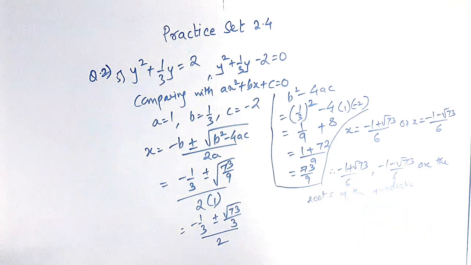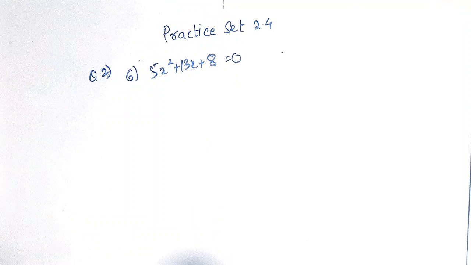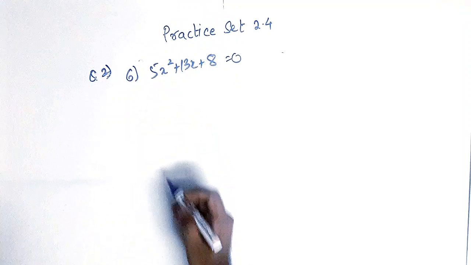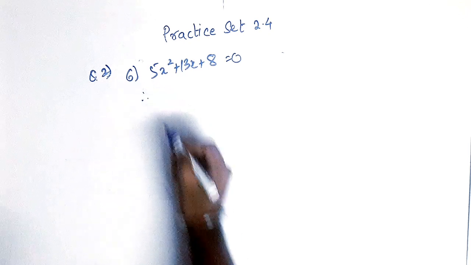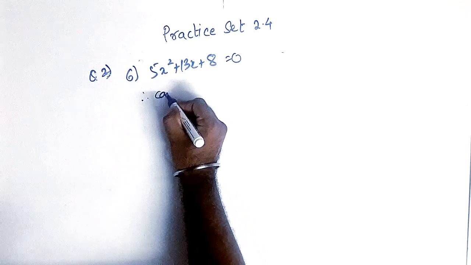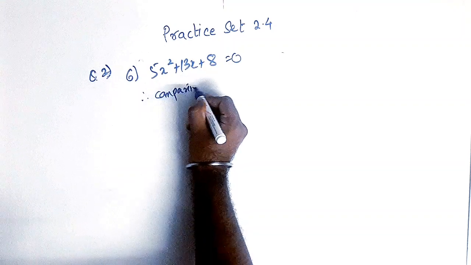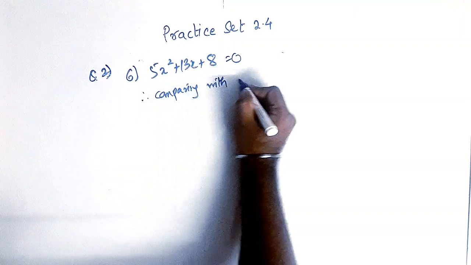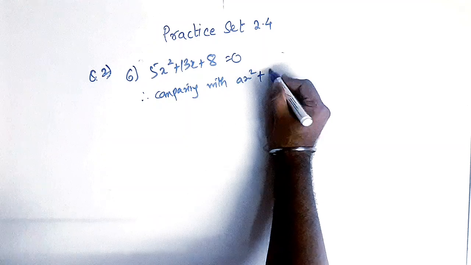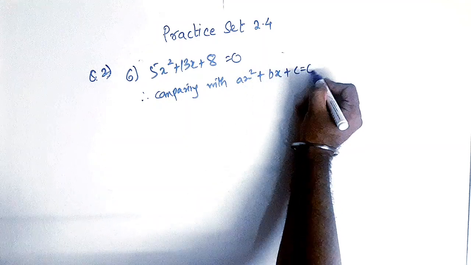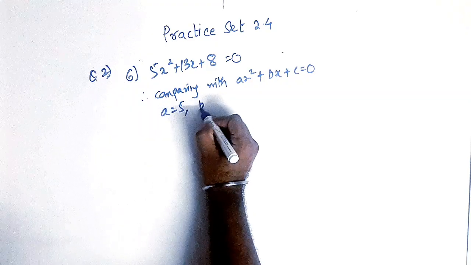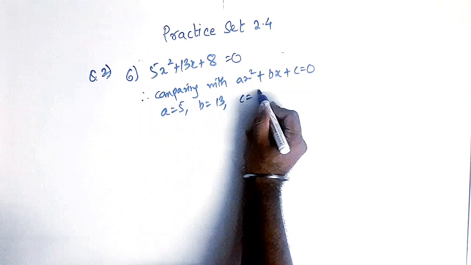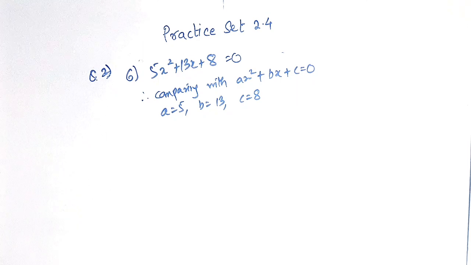Okay, then so coming to sum number 6, we have 5x square plus 13x plus 8 equals to 0. So therefore comparing with ax square plus bx plus c equals to 0, we have a equals to 5, b equals to 13, c equals to 8.